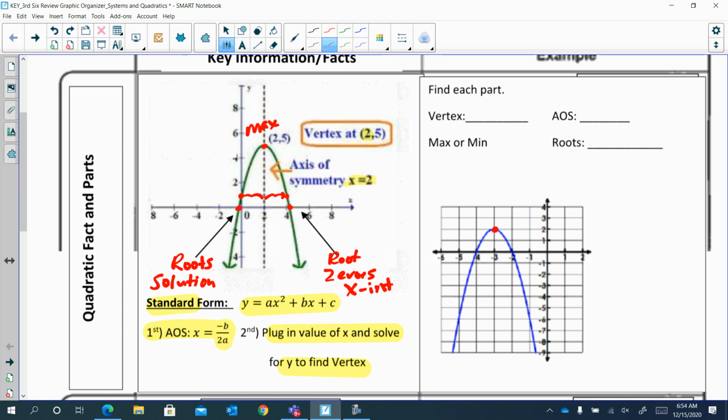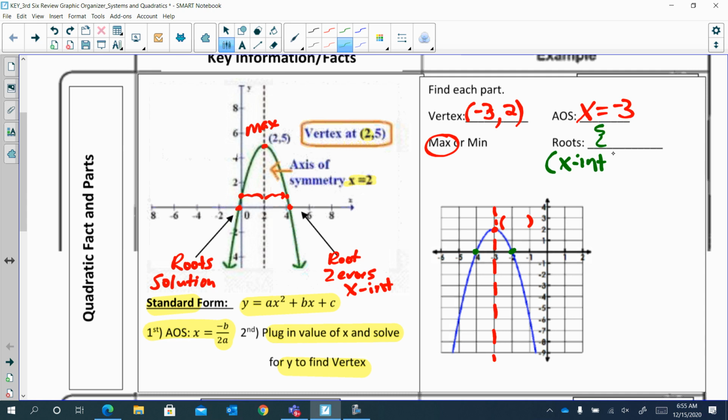So the vertex, this would be a max because it opens up, and we want the ordered pair for that point. So the vertex is -3, 2. To get to the axis of symmetry, it goes through that vertex. That's my dotted line. That's a vertical line, so this would be x equals -3. It's always the same as the x coordinate of your vertex. And then for your root, right here, this is where they cross. This is where it happens to be also your x-intercept.